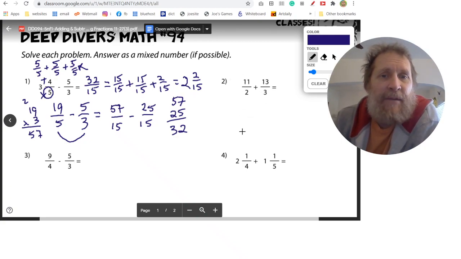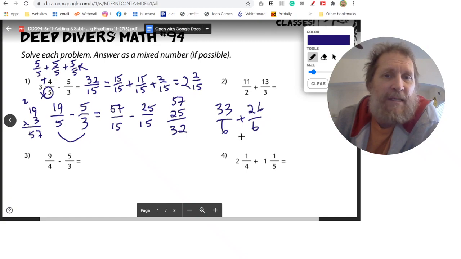Here, my common denominator is going to be 6. So I know immediately I can write something over 6 plus something over 6. Well, here I multiplied the 2 times 3, so I need to multiply the 11 times 3. That's 33. Here I multiplied the 3 times 2, so I need to multiply the 13 times 2. That's 26. So I got 33 sixths plus 26 sixths. That gives me 59 sixths.